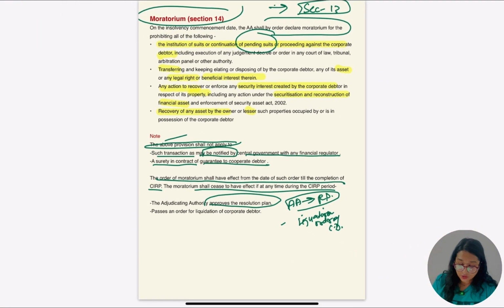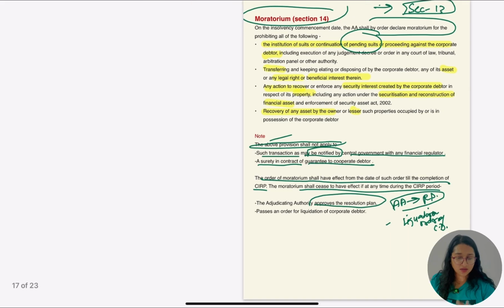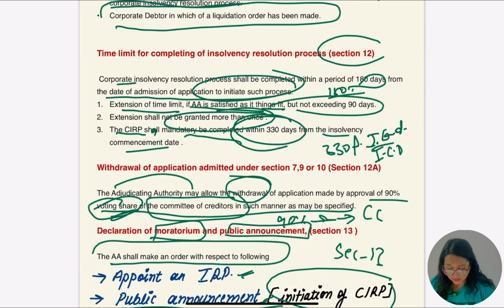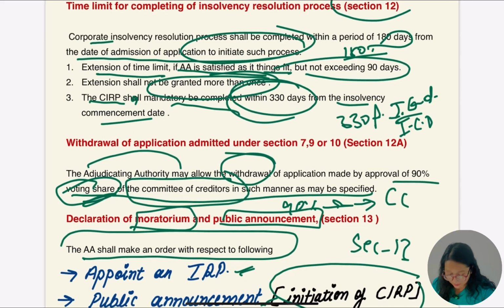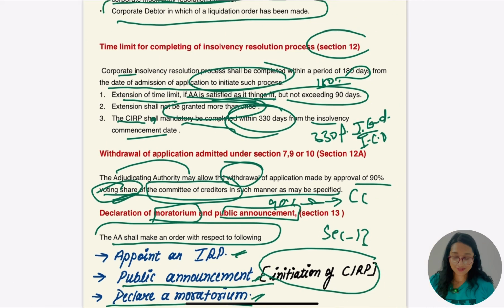So section 14 was about moratorium. This was one of the points written in section 13, and section 13 says that declaration of moratorium and public announcement, and the appointment of IRP. So we have already covered one point, section 14, moratorium.